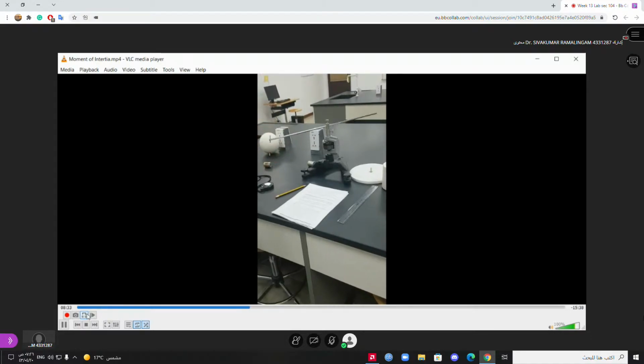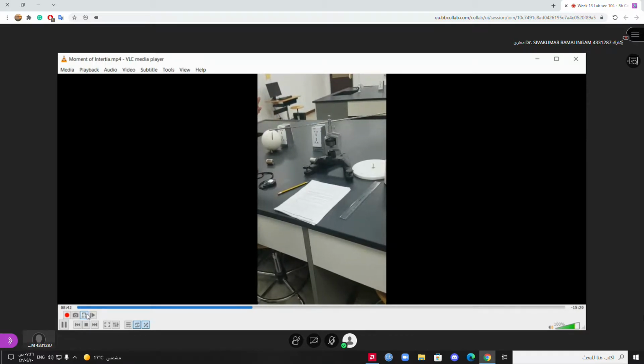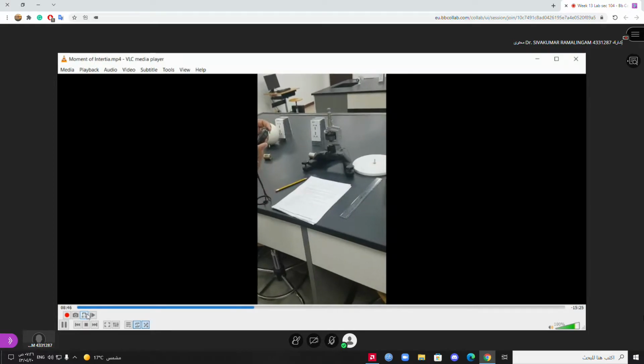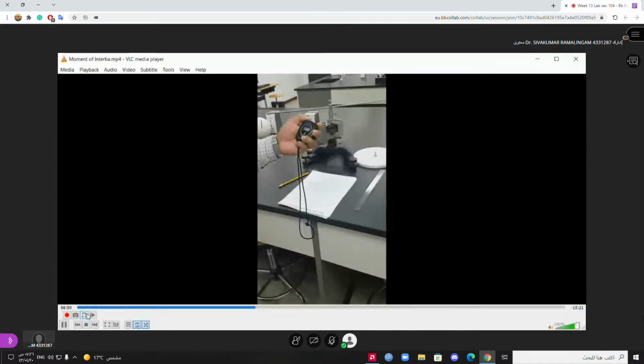Now it is oscillating. How to find one full oscillation? If it starts from here, goes to this end and comes back, this is called one full oscillation. We have to count the time taken for 10 oscillations by using the stopwatch. This is the stopwatch I'm going to use today.